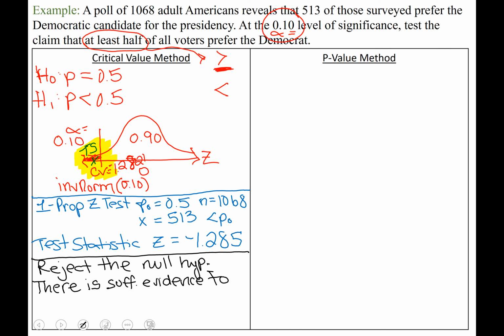Now, next decision we have to make as far as writing our conclusion. We either have to say support or reject. And you may think it has to do with our decision to reject the null hypothesis, but it does not. Choosing the next blank of support or reject goes way back to the beginning of the problem and this at least half part. Since at least half contained equality, this half of an equal sign, that makes our decision for us. That means we have to write reject.